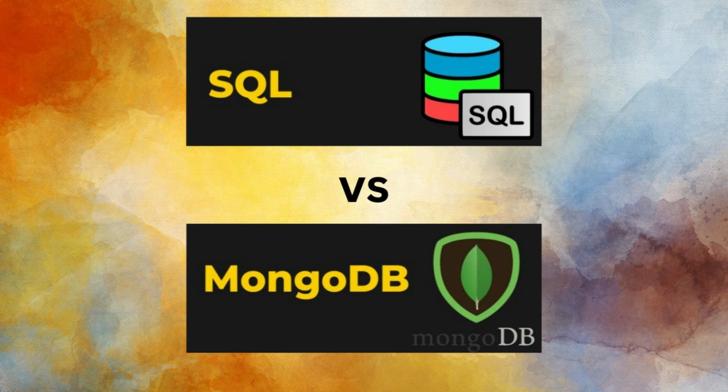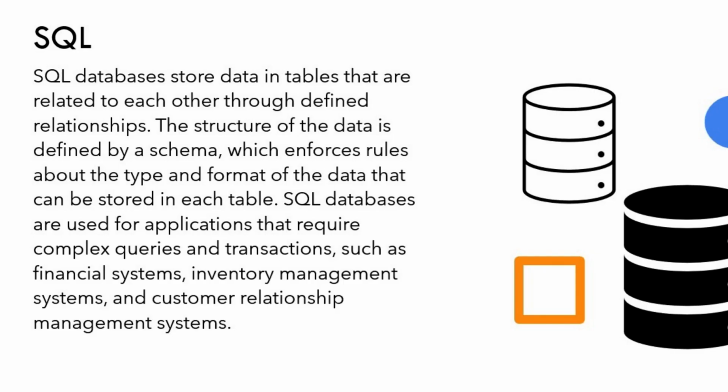SQL and MongoDB are two very different types of databases that serve different purposes. SQL is a relational database management system, RDBMS, while MongoDB is a document-oriented database. SQL databases store data in tables that are related to each other through defined relationships.